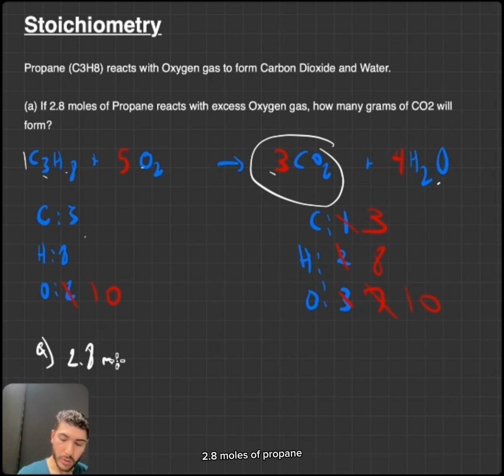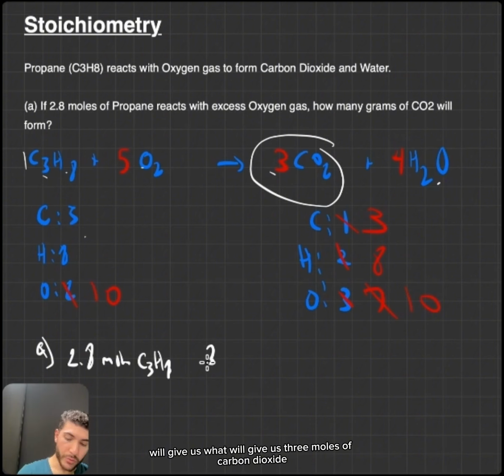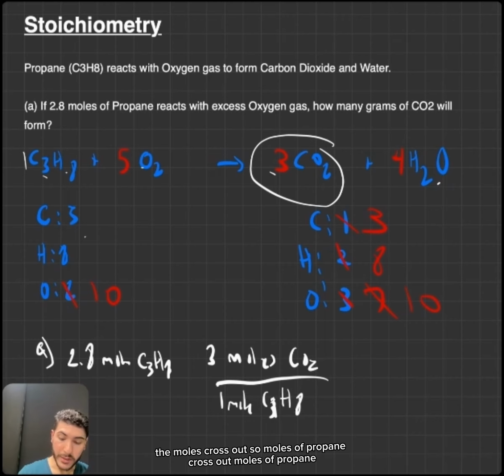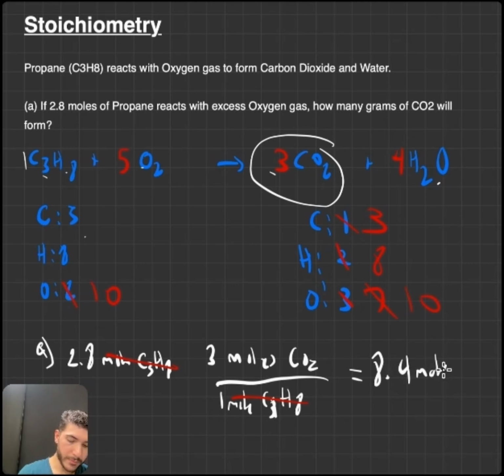2.8 moles of propane will give us what? It will give us 3 moles of carbon dioxide over that 1 mole of propane, C3H8. The moles of propane cross out moles of propane. And your answer is going to be 8.4 moles of carbon dioxide.